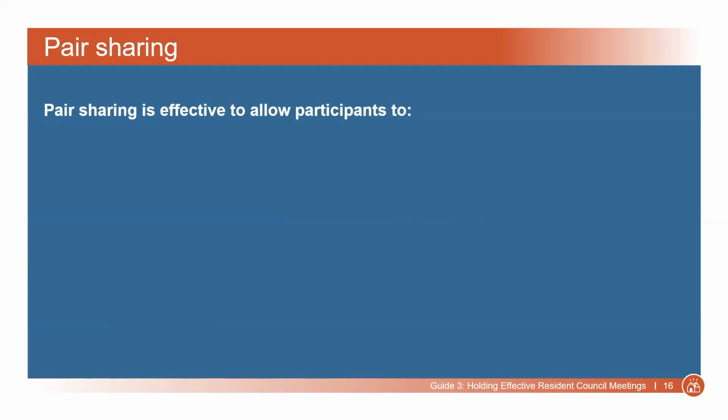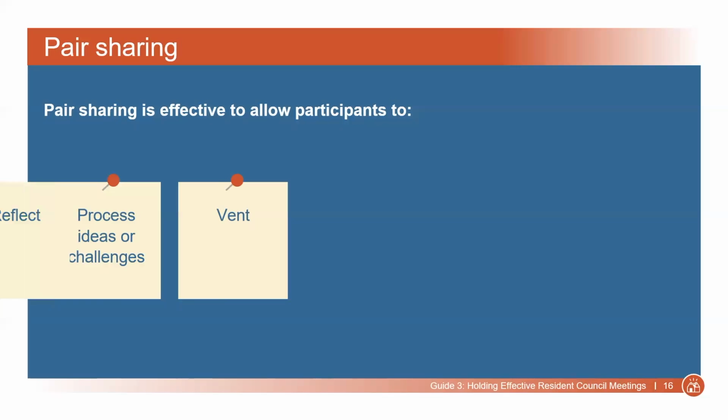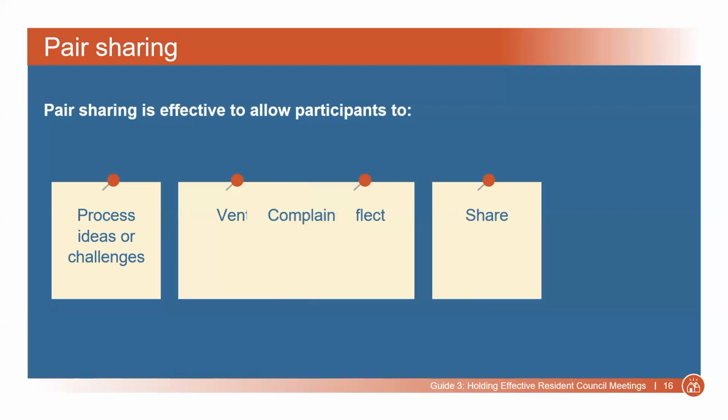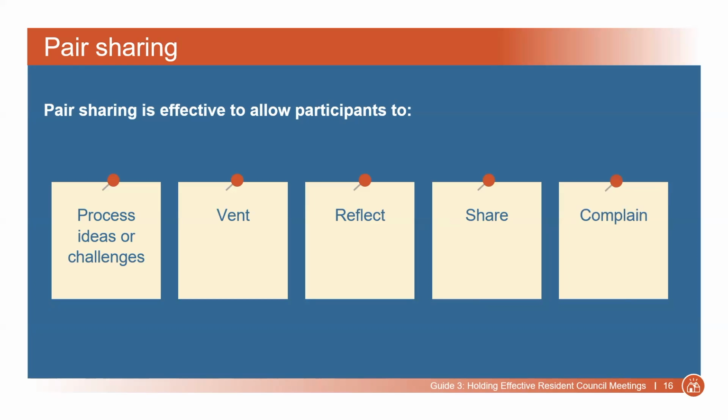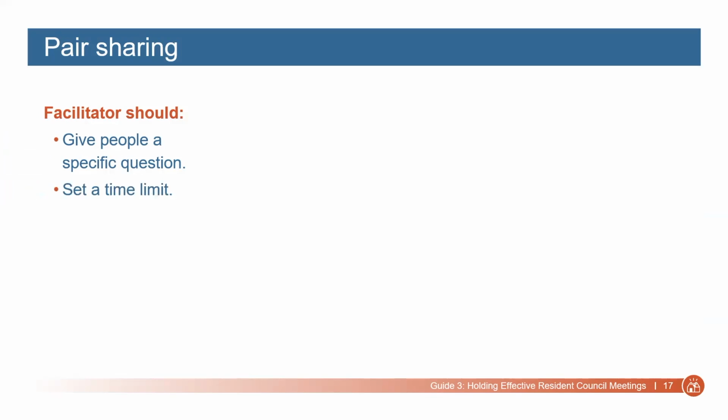A pair share is when you have people talk in pairs for a set period of time. This is an effective activity to allow participants to process ideas or challenges, vent, reflect, share, or complain. It's often useful at the beginning of the meeting so people can then focus. In pair sharing, the facilitator should give participants a specific question to talk about and set a time limit. Have pairs report back if it's something the group needs to know about. But you can also just have a pair share time without reporting back.